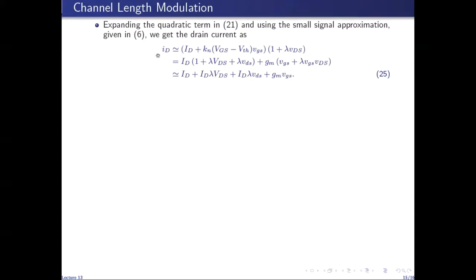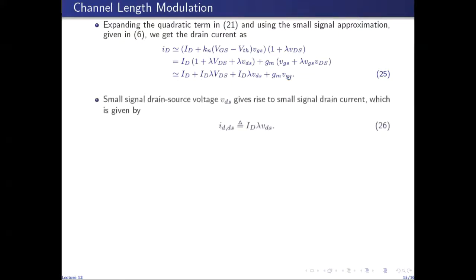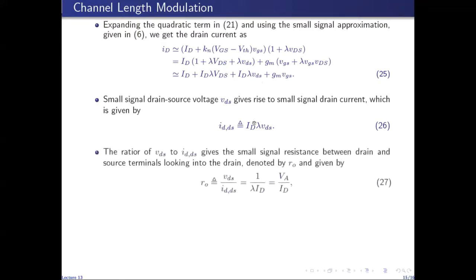And we approximate the drain current as the sum of these four components, in which the response of the drain current to the small signal drain to source voltage, which is given by this term, is called small iD,DS. This is the small signal drain current due to small signal drain to source voltage, and is equal to capital ID times lambda times vDS. From this equation, we can see that the ratio of vDS to iD,DS is equal to 1 over lambda ID.